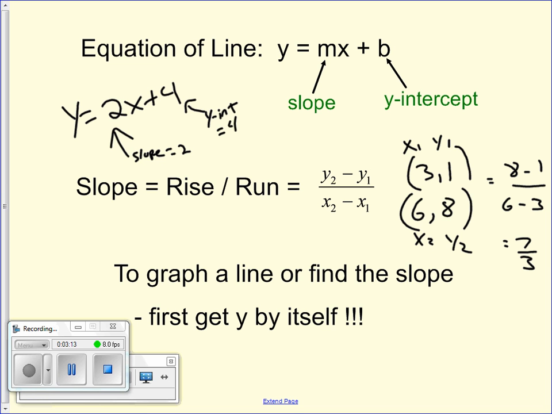Next, we need to be able to graph the line. To do it, you've got to get the y by itself.